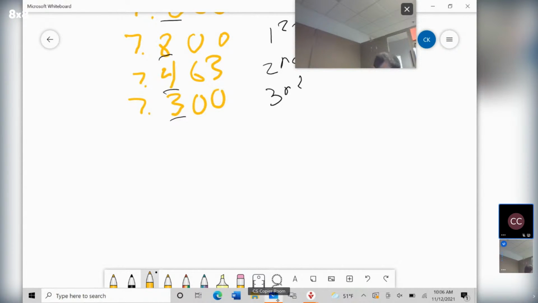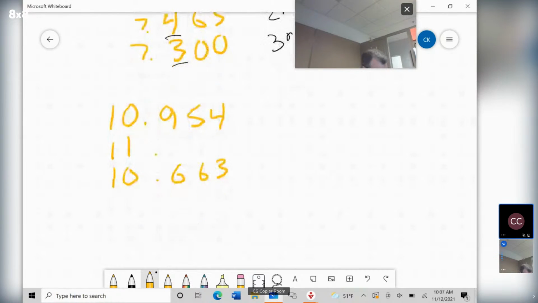Let's do this one. So we have 10.954. We have 11, and there's nothing there. We have 10.663, and the last one is 10.379. So we look at this, we're going to realize 11 is bigger than all the 10s. So 11 is going to be this one, and if you want to put zeros, that's fine. But this one's going to be the largest, so we'll put first here.